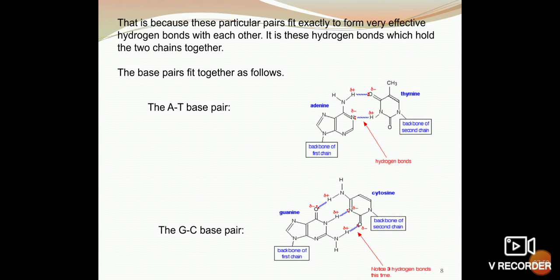When there is an AT base pair, we see hydrogen bonds formed between A and T. There are 2 hydrogen bonds formed. And when a GC base pair is there, we see 3 hydrogen bonds. So with the pairing of bases, the number of hydrogen bonds increases, and they give strength for the 2 chains to be held together.